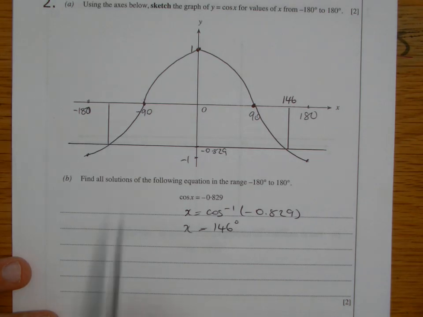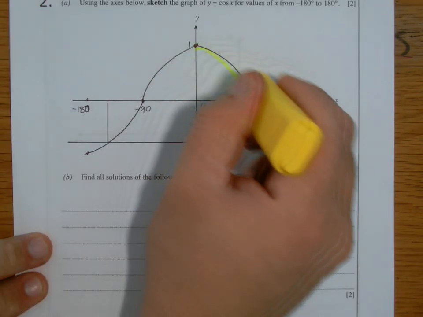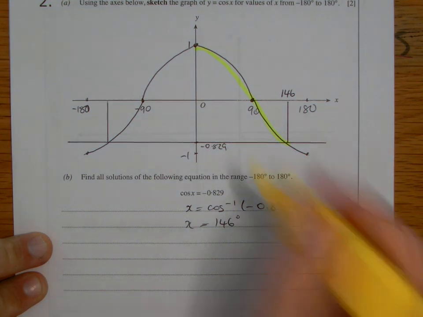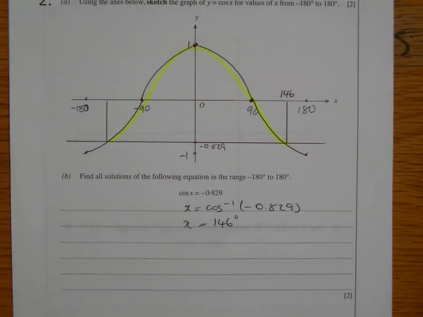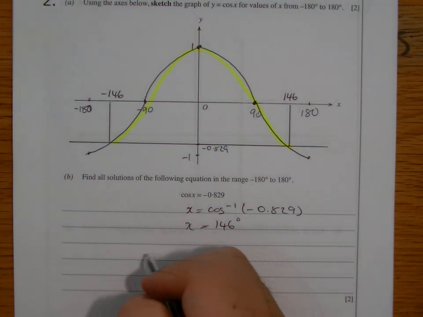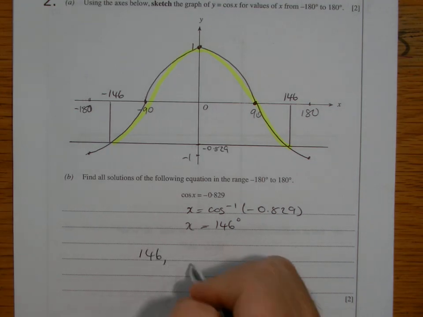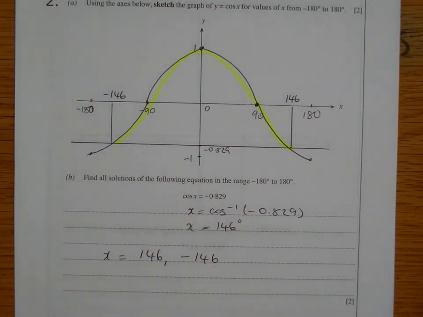And then by symmetry, this one, I'm sure you can see what it's going to be. The slide down to here will be exactly the same as the slide down to here. So if that's 146, this is going to be negative 146. So the two answers are going to be 146 and negative 146. You could just leave it like that, or you could say x equals. We've got two answers there.